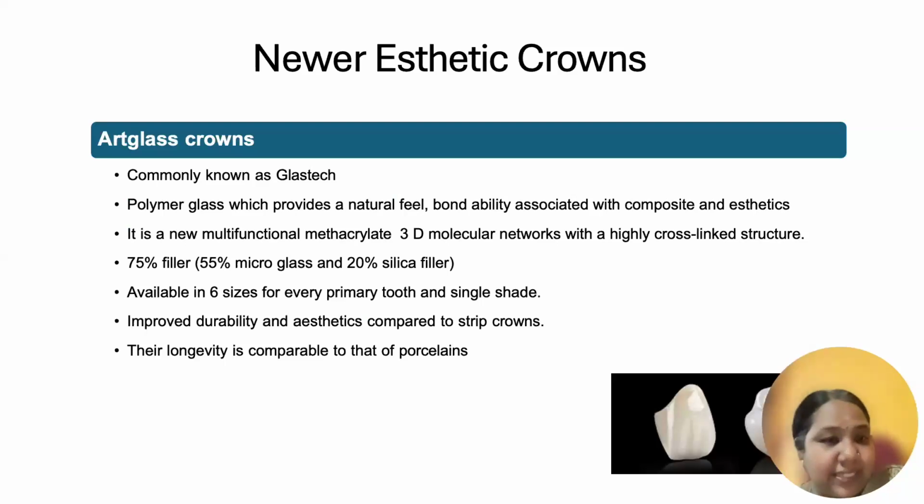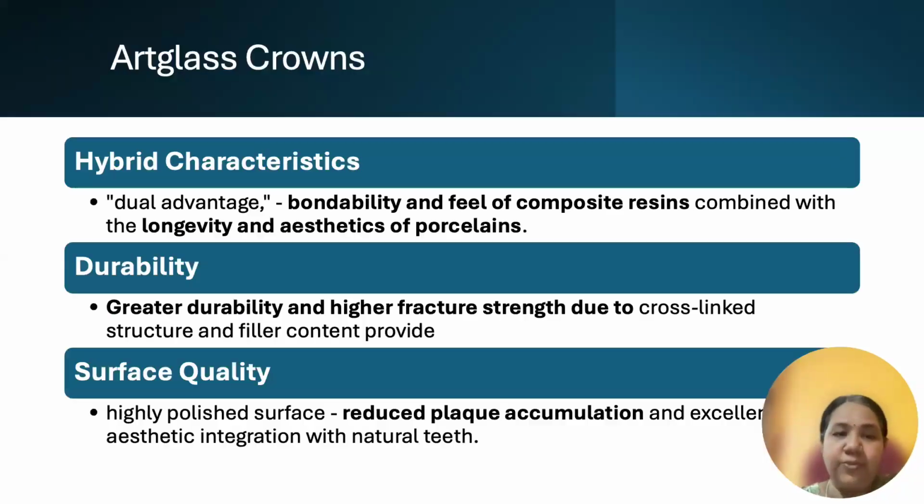Art Glass crowns, or Glass Tech crowns, are basically polymer glass, which provides a very natural feel, and the bonding ability is associated with composites and aesthetics. It's a new multifunctional methacrylate 3D molecular network with a highly cross-linked structure, which has about 75% fillers: 55% microglass and 20% silica filler. So it's pretty strong, and it is available in 6 sizes for every primary tooth and a single shade. It has good longevity compared to porcelains also.